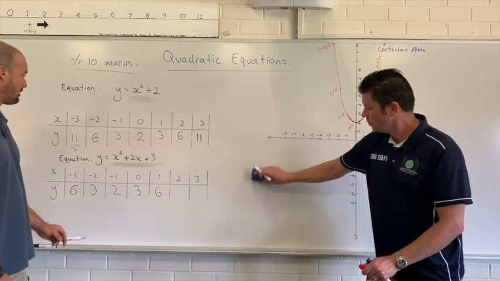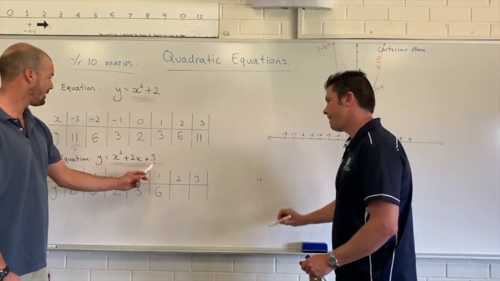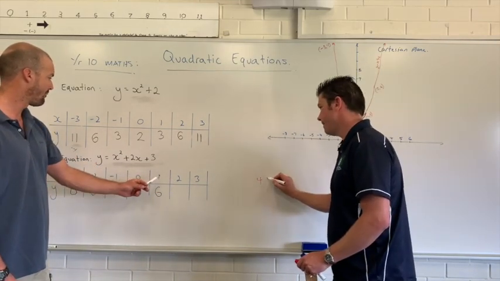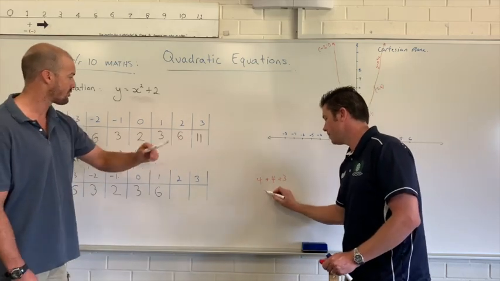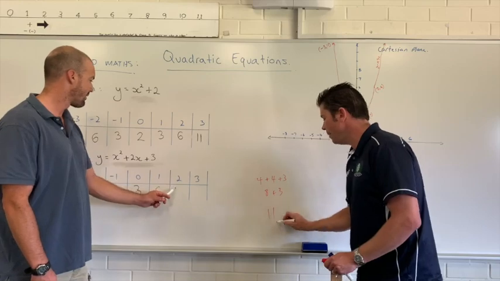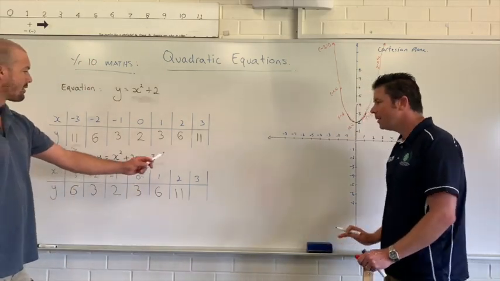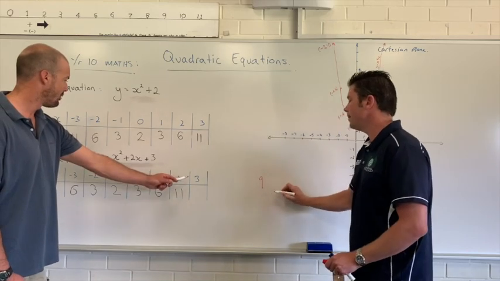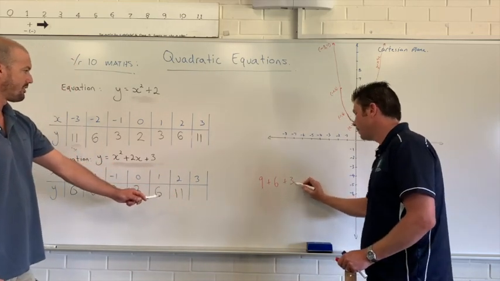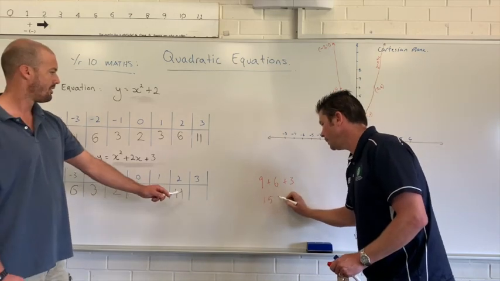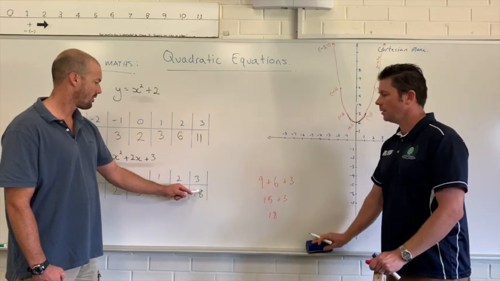2 squared is 4, plus 2 times 2 is 4, plus 3. So 4 plus 4 is 8, plus 3 is 11. Nice, very good maths, Mr. Bishop. And then the last one, 3 squared is 9, plus 2 times 3 is 6, plus 3. So it's 15, plus 3 is 18. Excellent. Look at that.